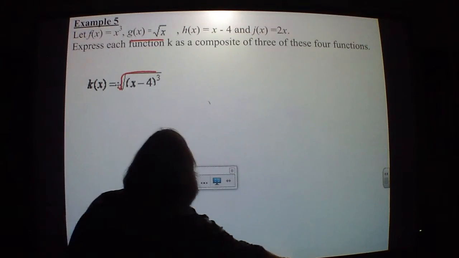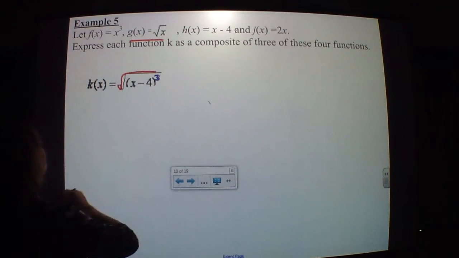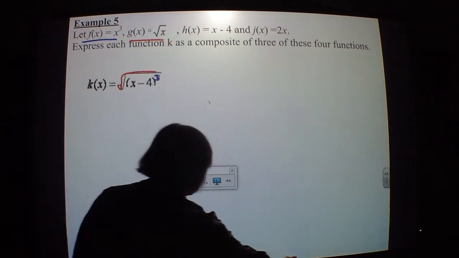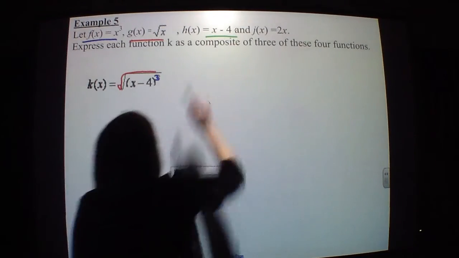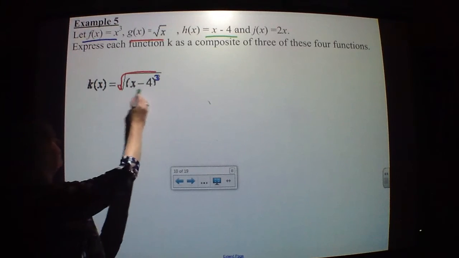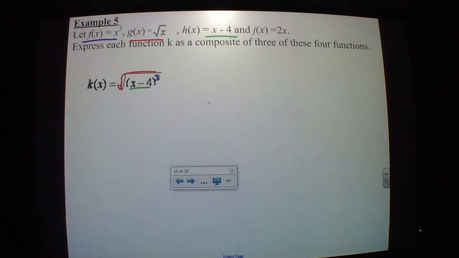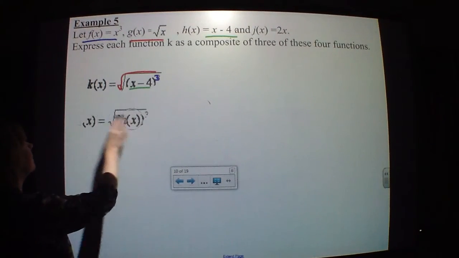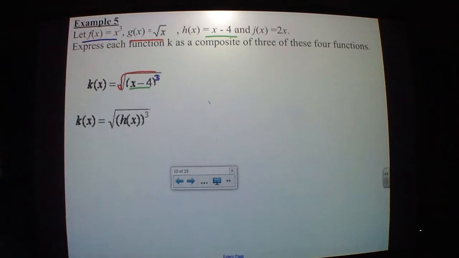I have a cubed here. And the cubed is the f function. I have an x minus 4. That's your h function, okay? The j function I'm not using here. So order of operations, if you were going to multiply this out, if there were numbers in there, the first thing you would do is your h of x, the x minus 4. So that's the very first thing that you would do. So I am just going to put h of x in there instead of the x minus 4.